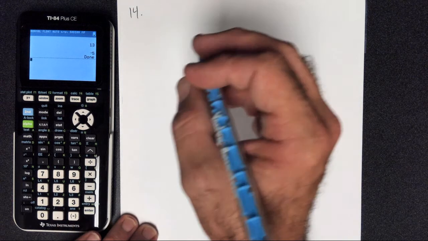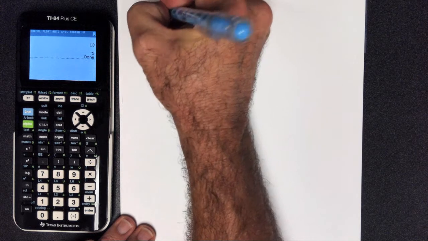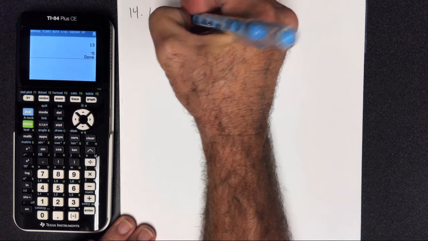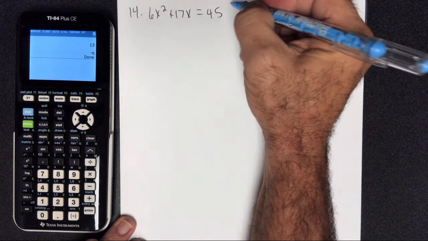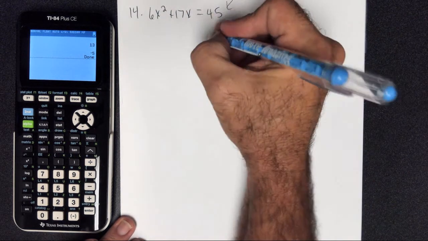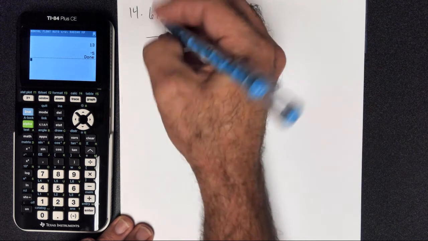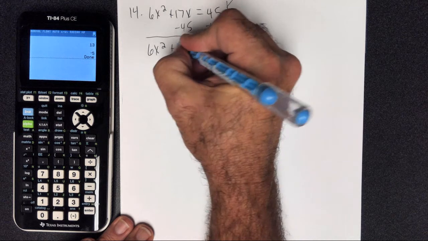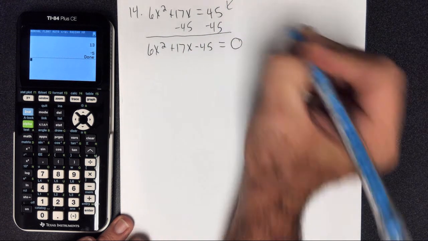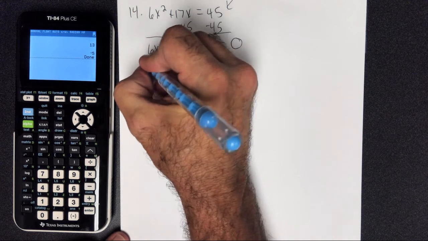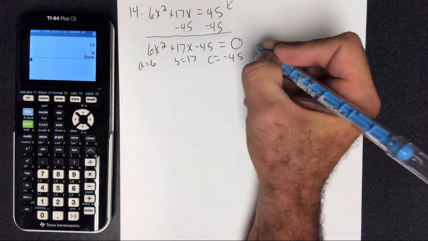Alright, y'all, this one has 6x squared plus 17x equals 45. So just like I did a while ago, that 45 needs to be a 0, so you're going to subtract 45 from both sides. This will give me a 6x squared plus 17x minus 45, all equal to 0. So A is 6, B is 17, C is a negative 45.